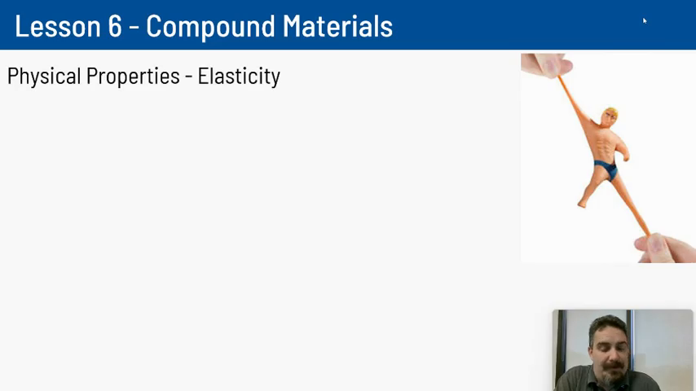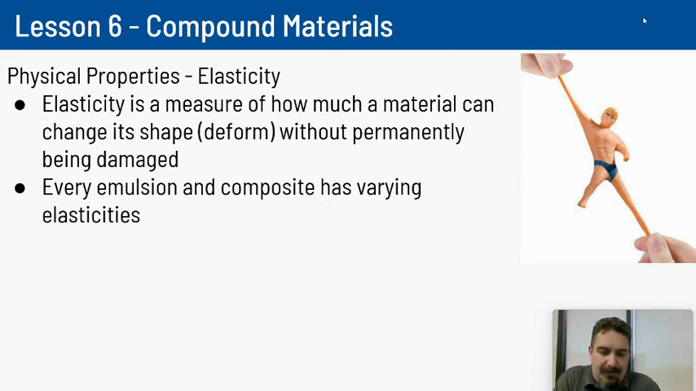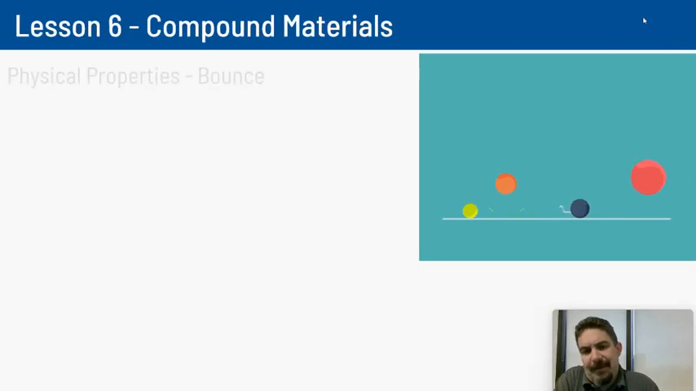Now, another property is elasticity, which is a measure of how much a material can change its shape or deform without being permanently damaged, right? Some things, if they get stretched just a little bit, they're already breaking. Other things like this little Stretch Armstrong figurine or rubber bands, we can stretch them a lot and they go back to being basically normal. Now, again, emulsions and composites have varying elasticities, and there's no one thing that's true about them.